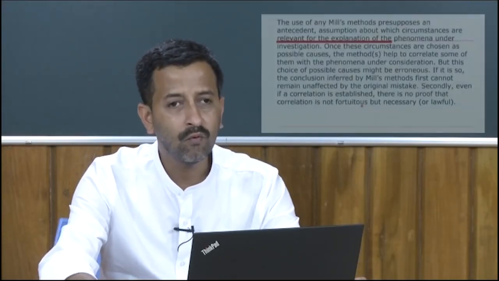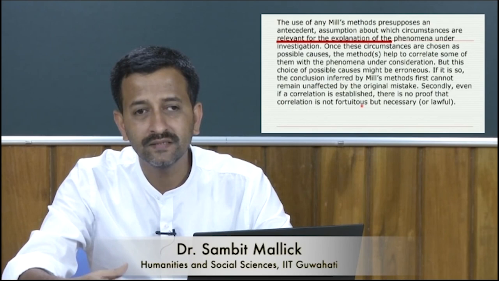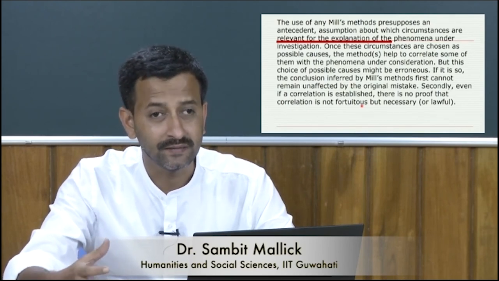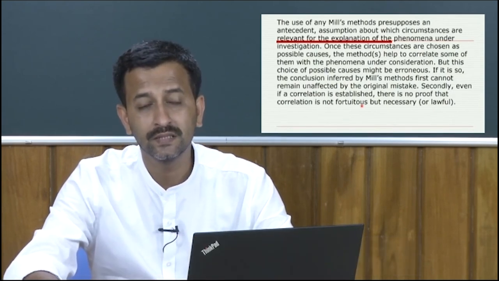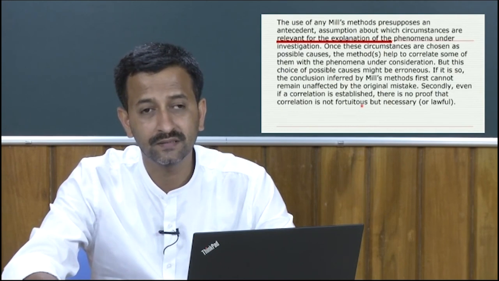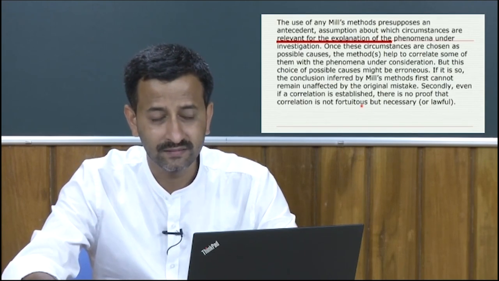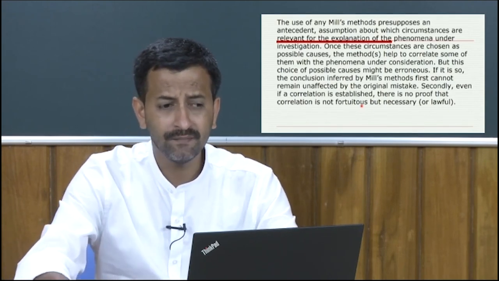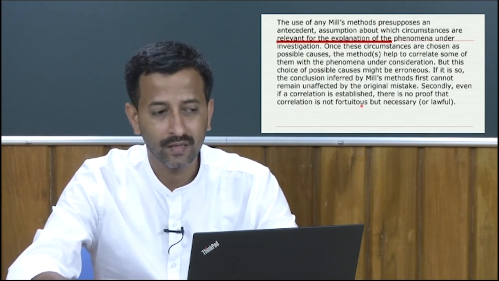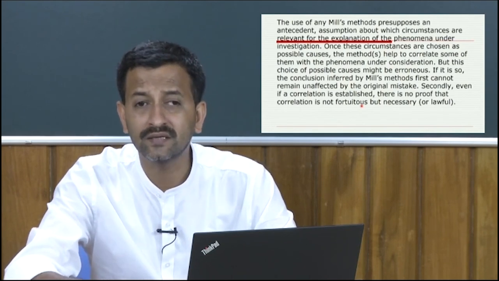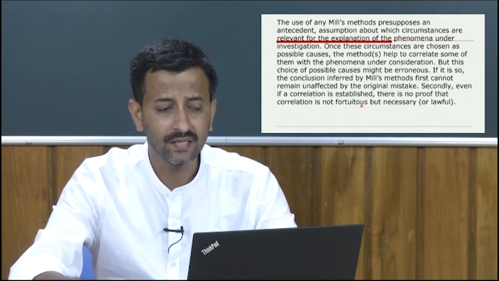Then, what we see is the way John Stuart Mill tried to provide these five rules, five methods: the method of agreement, the method of difference, the joint method of agreement and difference, the method of residues, as well as the method of concomitant variations. Okay? The use of any of Mill's methods presupposes an antecedent causal assumption about which circumstances are relevant for the explanation of the phenomena under investigation.